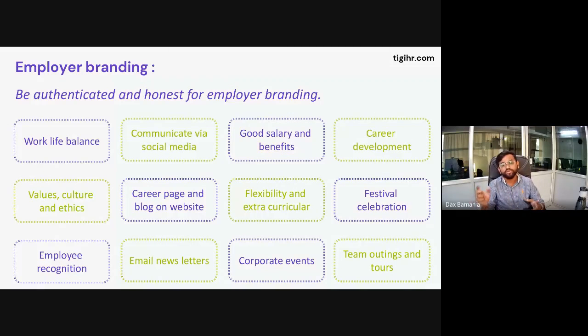Then we need to provide good salary and benefits. Then flexibility and extracurricular activities will be there, like flexibility about timing or leaves. Then corporate events will be there, like corporate events about training and the annual event of the company. So it would be like that. These are the things that can help us showcase our brand in the market and attract talent from the market.